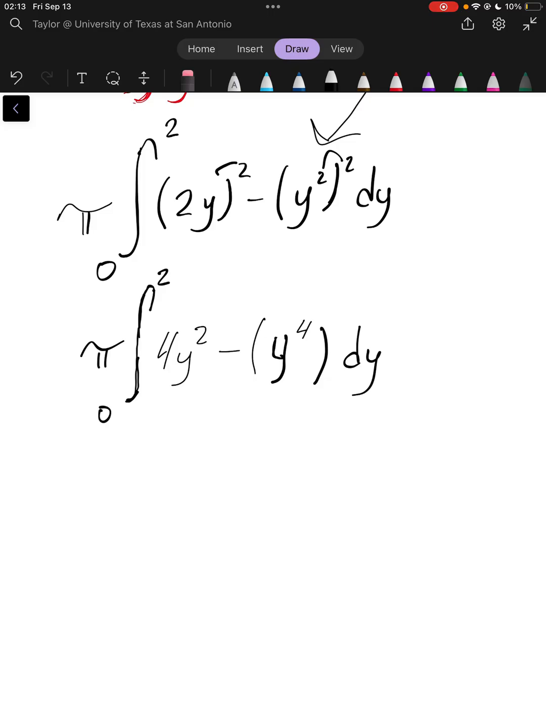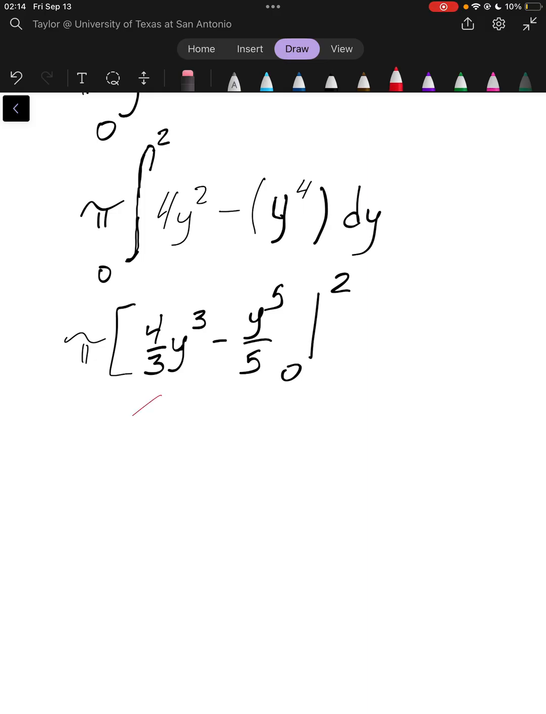So next step is to evaluate this integral. So first I have 4 over 3 y cubed minus y to the 5th over 5, on the bounds from 0 to 2, times pi.